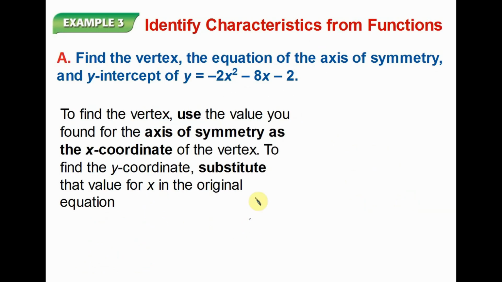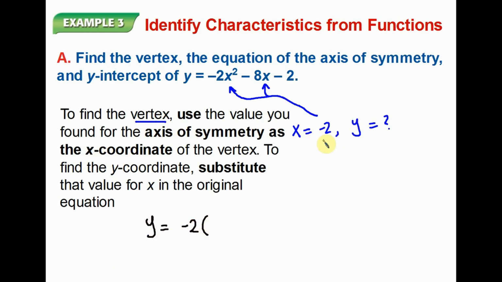Since you know the axis of symmetry, we are going to find the vertex by using the x coordinate. So if I know x is equal to negative 2, in order to find the y, let me substitute these numbers into the equation so that I can find the y value. So y is equal to negative 2 times, if x is negative 2 squared, negative 2 times negative 2, I get 4. Minus 8 times x, which is negative 2 again, and then at the end minus 2.